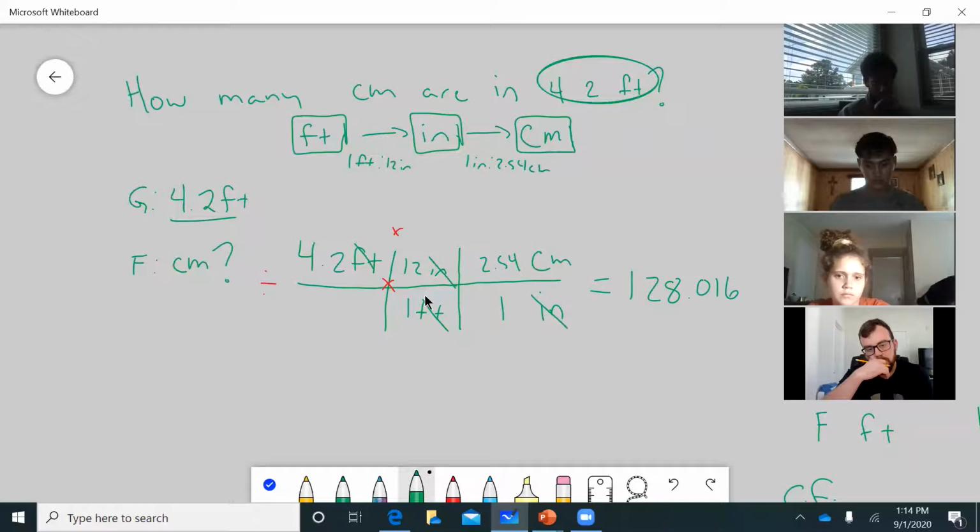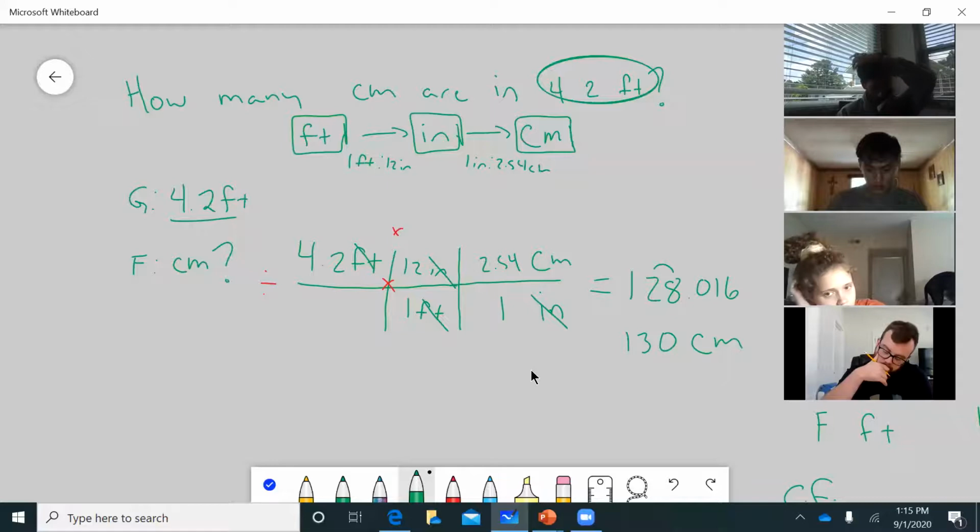I can only honor 2 sig figs. Again, don't use conversion factors to limit your sig figs. Use your given information. So if I have 2 sig figs, I get to keep the 1, I get to keep the 2, the 8 tells the 2 to round up. 130, and my units on this are centimeters. So there's 130 centimeters in 4.2 feet.